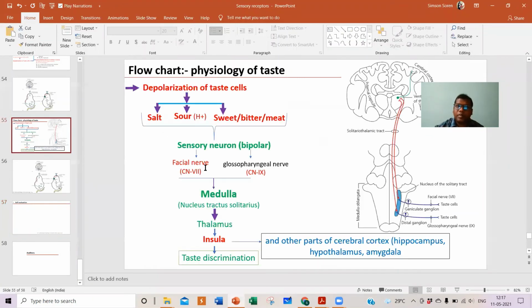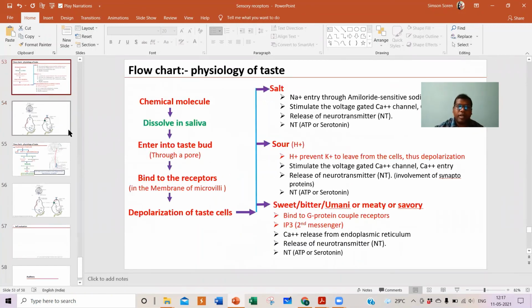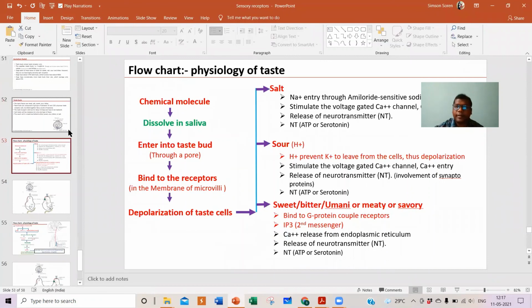So in the next video, I'll be discussing a little bit about the amiloride sensitive sodium channel. So this is about the physiology of taste or gustation.